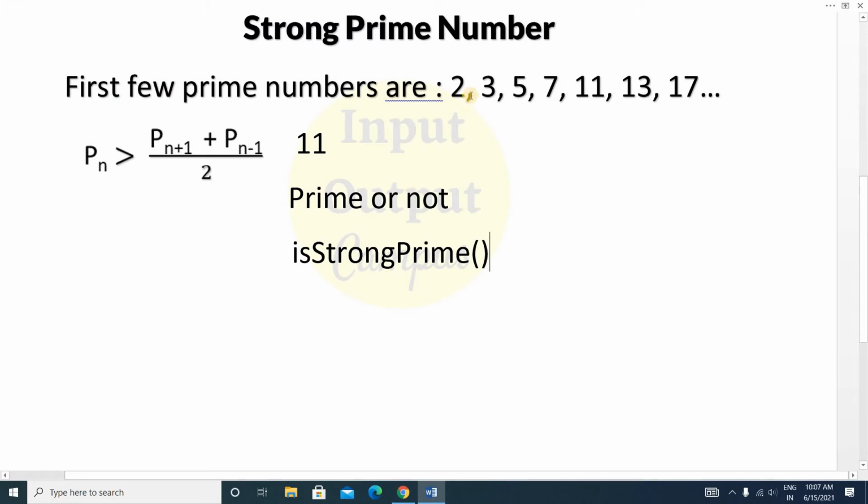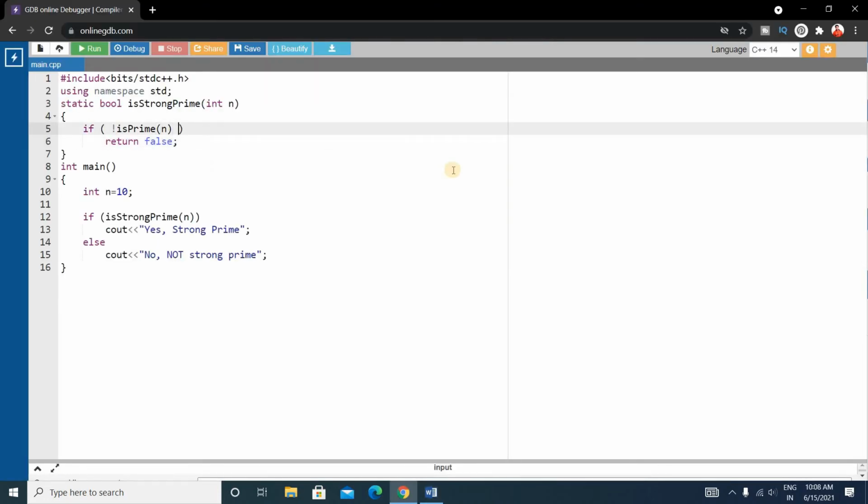Okay, so here you can see if the number is not prime, or if the number is 2, then it also cannot be a strong prime number because there is no previous prime number before this 2. So 2 is a prime number, but before this 2 there is no prime number. So if this is 2, this cannot be a strong prime. So we'll write if this is not prime, or if n is 2, then we'll return false.